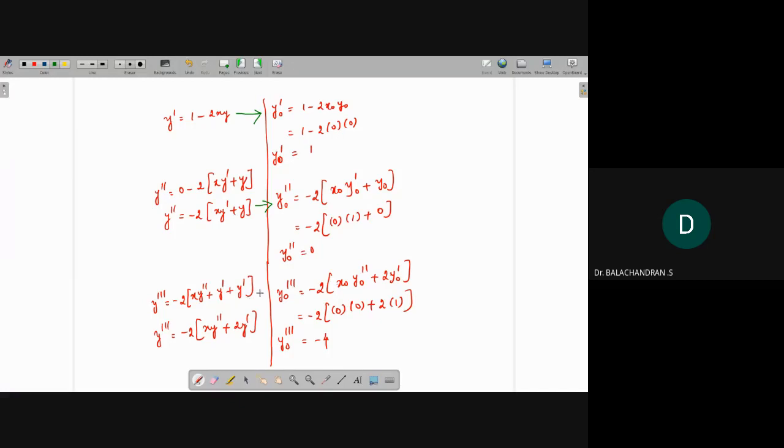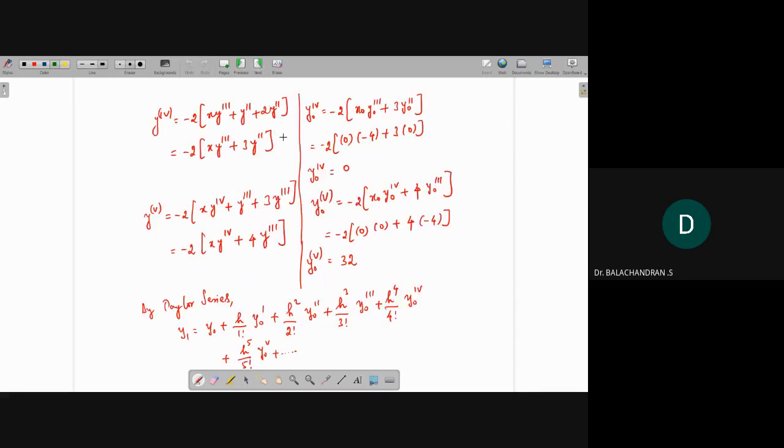So from y triple dash, I'm going to find y naught triple dash. So minus 2 x naught y naught double dash plus 2 y naught dash. Because these two are equivalent, this is a simplified form. So minus 2 into x naught is 0, y naught double dash is also 0, plus 2 into y naught dash is 1. So finally, you have minus 4.